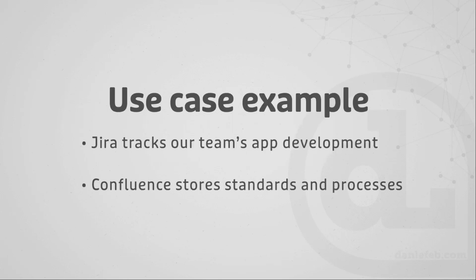So if we're building an app, then Jira is going to be where our team tracks that app's development, the current status of different elements, the front end UI, the current status of that, the back end development, the status of that. Whereas Confluence can be where the standards and processes are stored. So more like, this is the default way that we're going to do something.